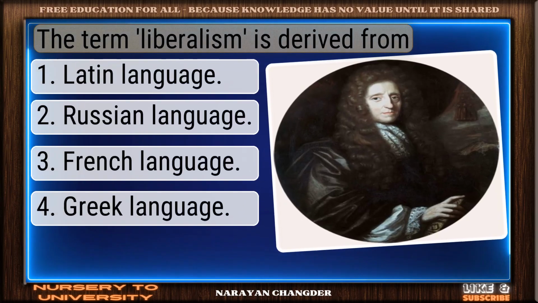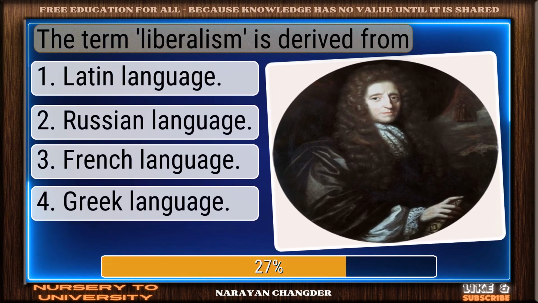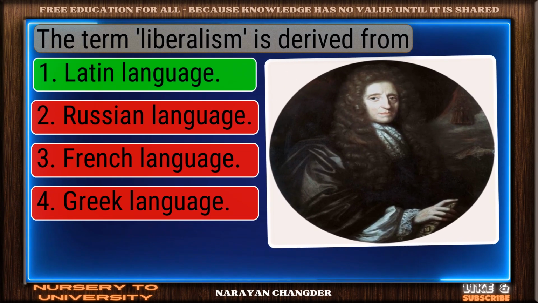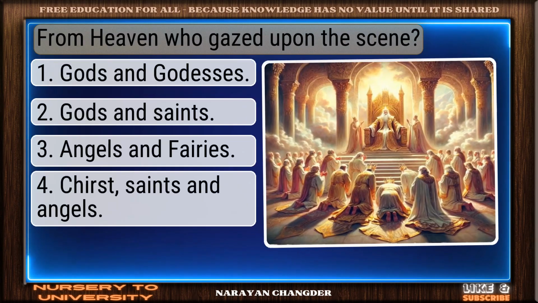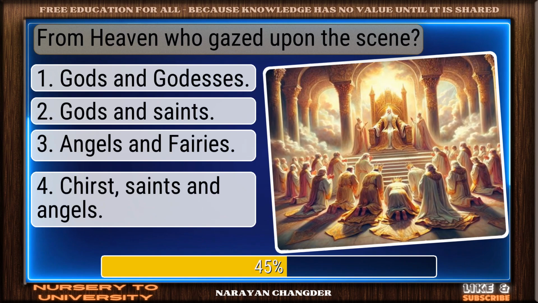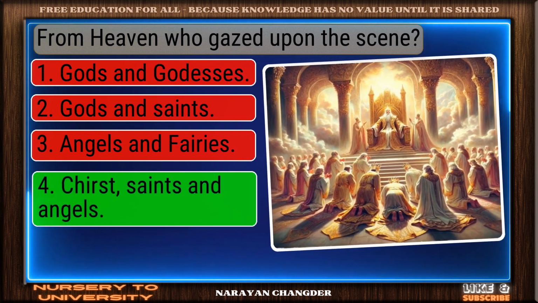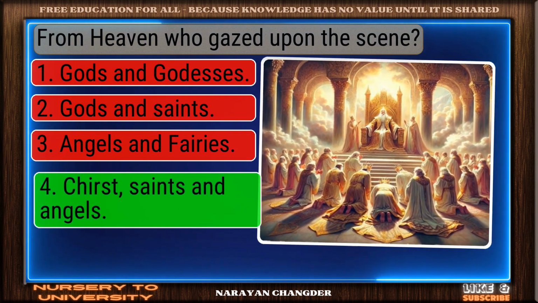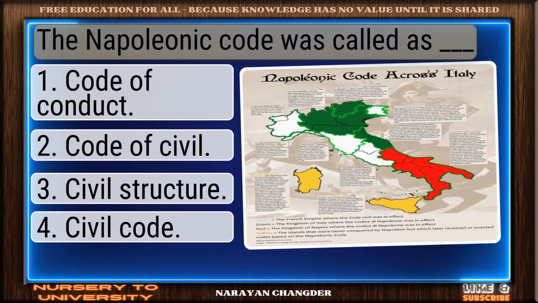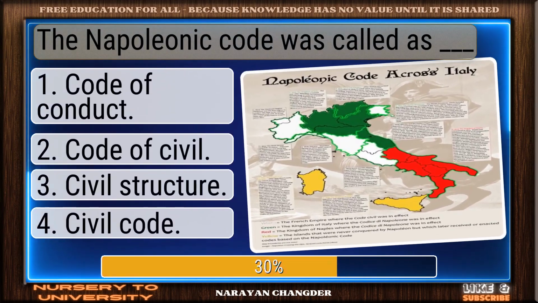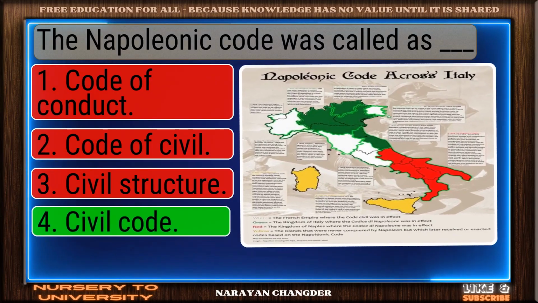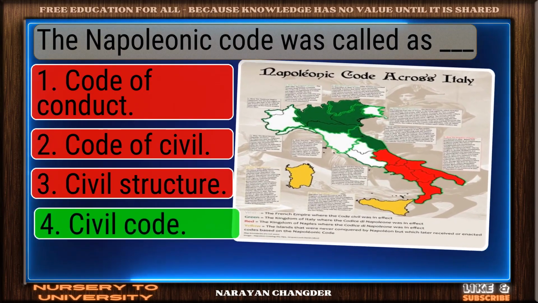The term liberalism is derived from. Great thinking. Latin language is right. From heaven who gazed upon the scene. Smart pick. Christ, saints and angels is correct. The Napoleonic Code was called as dash. Correct response. Civil Code is accurate.